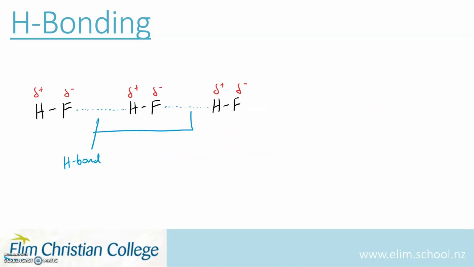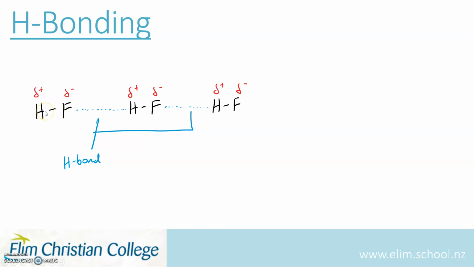And here's an example. Let's look at hydrogen fluoride. So we've got H and F. Now, F is highly electronegative. What that means is that these electrons that are being shared by fluorine and hydrogen are strongly attracted to the fluorine.